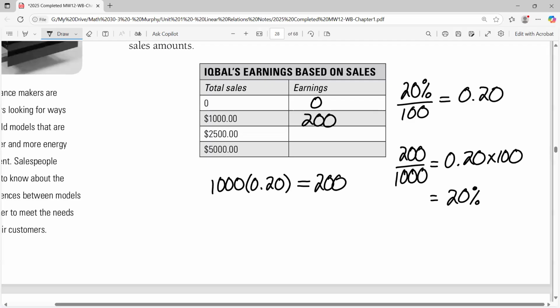Okay, and if we go through and do all of these, on $2,500 worth of sales, you're going to end up with 500 in earnings. 5,000, you could end up with $1,000 in earnings. So what it does is it incentivizes salespeople. Okay, so we're going to draw a graph of the data. So you can see that our first one's going to be 0 and 0, meaning it is a direct linear relation.